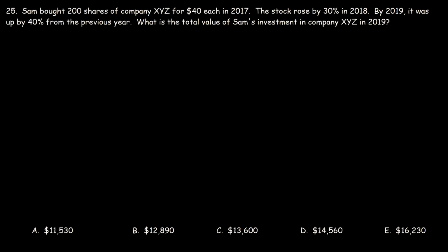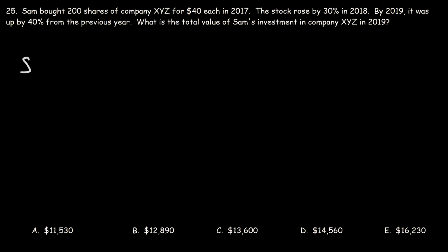25. Sam bought 200 shares of company XYZ for $40 each in 2017. The stock rose by 30% in 2018. By 2019, it was up by 40% from the previous year. What is the total value of Sam's investment in company XYZ in 2019?